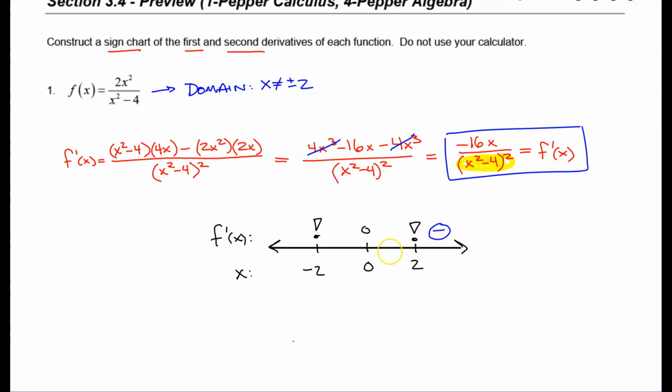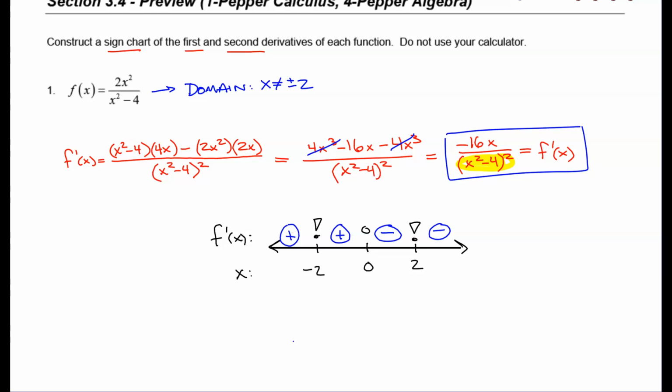If I pick a number between 0 and 2, same thing. So if I pick positive 1 for x, I'm going to have negative 16 times positive 1. That's still a negative value. Once I cross over x equals 0, though, to the left, then I'm going to have a negative input, and I'm going to have two negative numbers multiplied together in my numerator. That'll result in a positive. Same thing when I go to the left of negative 2. So there's the completed sign chart for the first derivative.